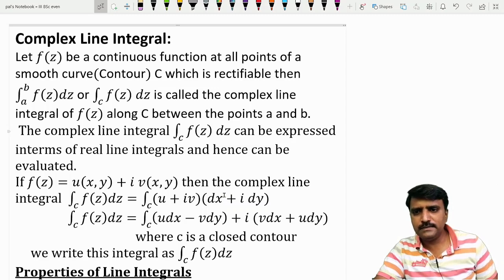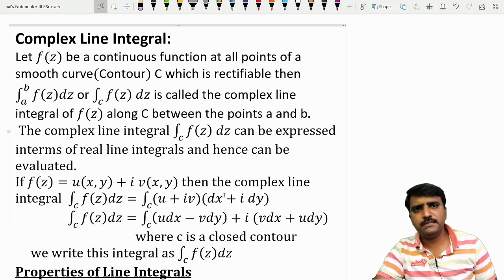Okay, let's see this. Let f of z be a continuous function at all points of a smooth curve, that is contour C, which is rectifiable. Its length is measurable, so we can say that it is finite. So then the integration of f of z dz over AB, where AB means they are given limits, or the integration of f of z over C dz.